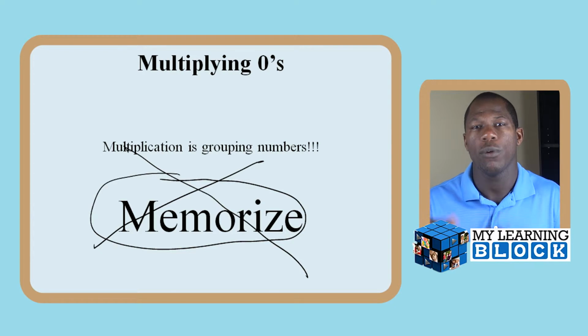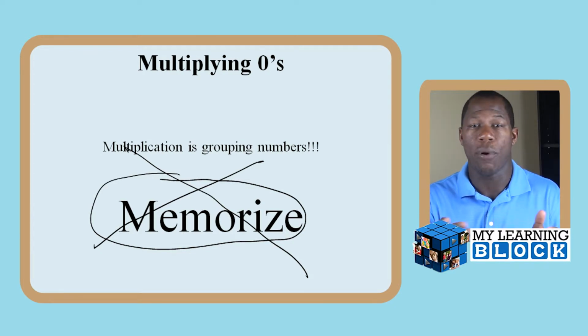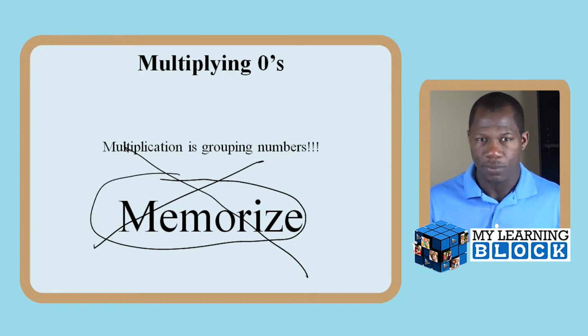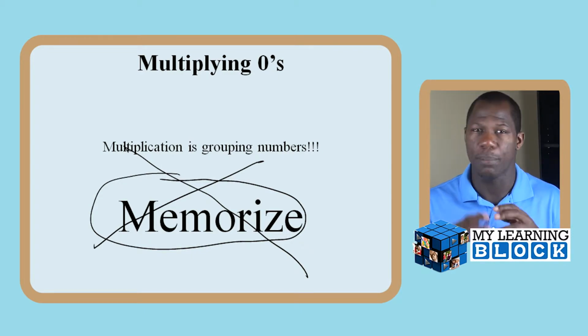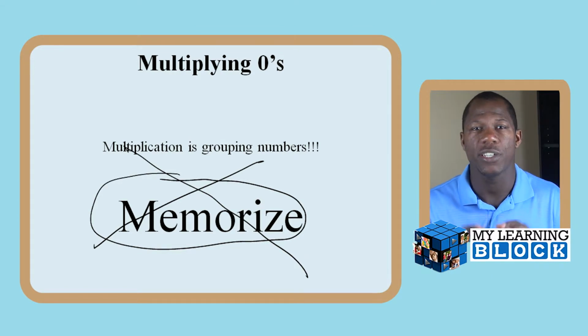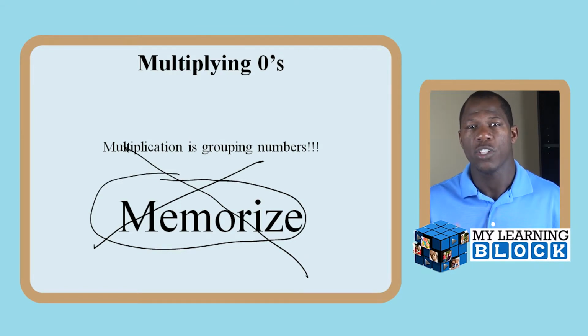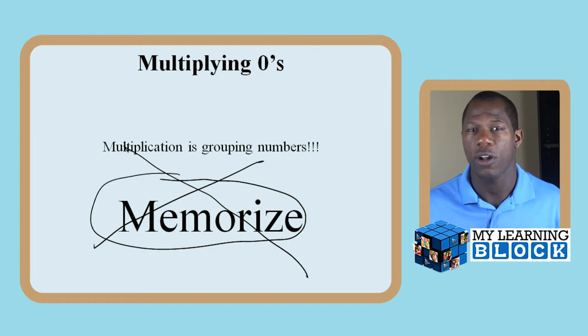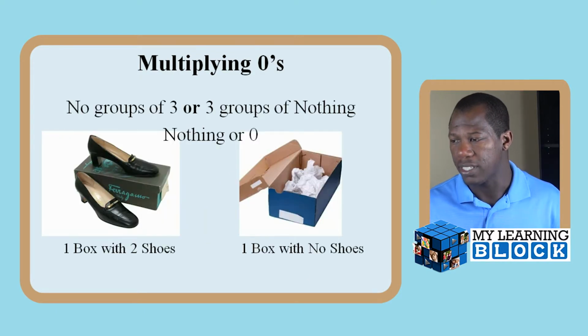So you need to come up with strategies in order to figure out that a product is a certain type of product. Today we're going to focus on multiplying zeros. All right, as you can see here, multiplication is the process of grouping numbers. So how would that look with regards to multiplying zeros? How would it look to group zeros? Well, I'm glad you asked.